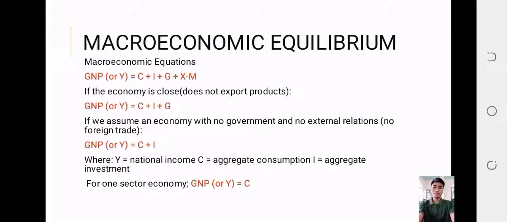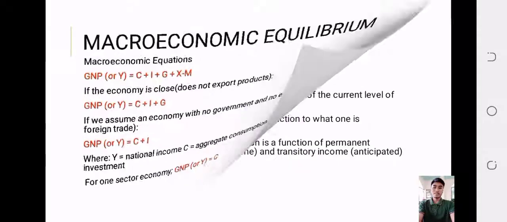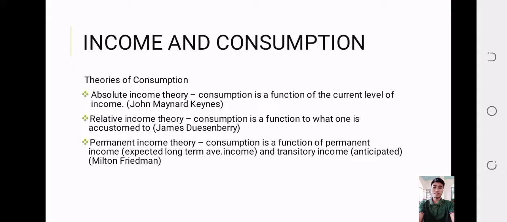Macroeconomic equilibrium. So the macroeconomic equation. These are the formulas. If the economy is closed, it does not export products. If we assume an economy with no government and no external relations, so we have Y, national income, C, aggregate consumption, and I, aggregate investment. Income and consumption, theory of consumption.